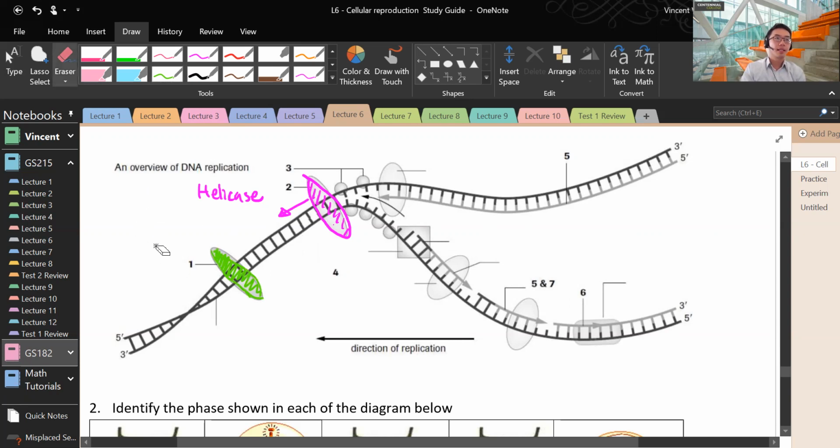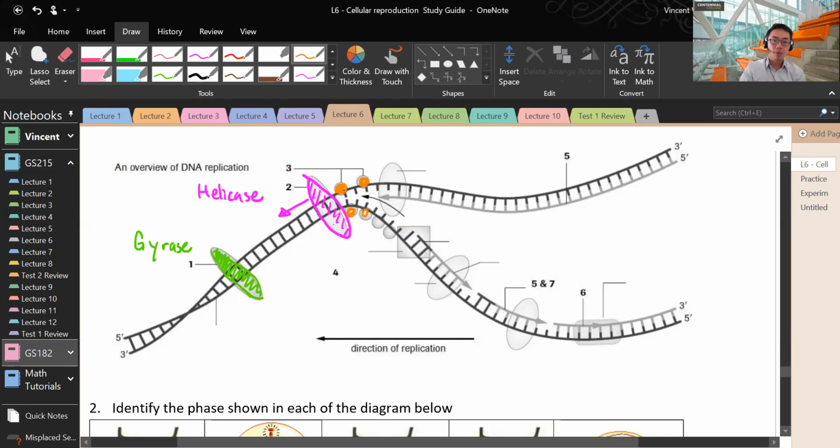Yes, Ueda said it is gyrase. That is correct. Okay, and the function of a gyrase is to clear up any knots that are going to be building up as the helicase unzips. Okay, so we don't want any tangles, any knots that might break the DNA. And once you separate the strands, we've got these little orange balls.